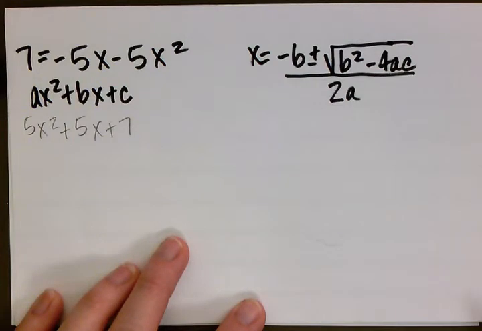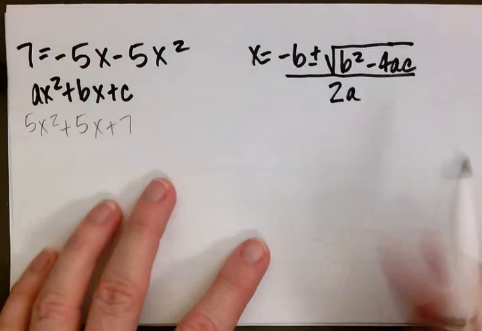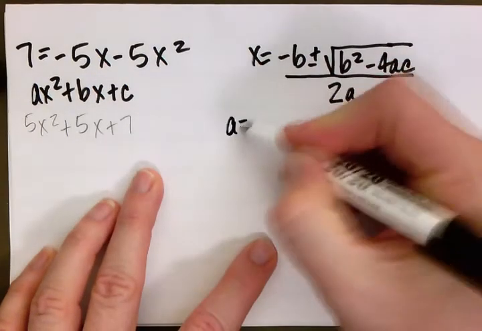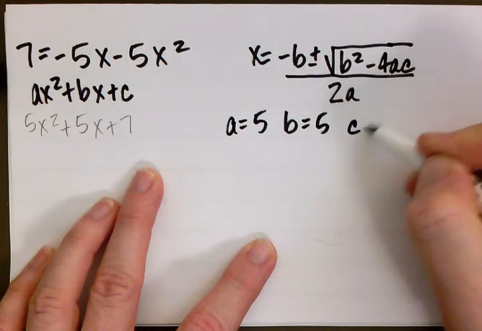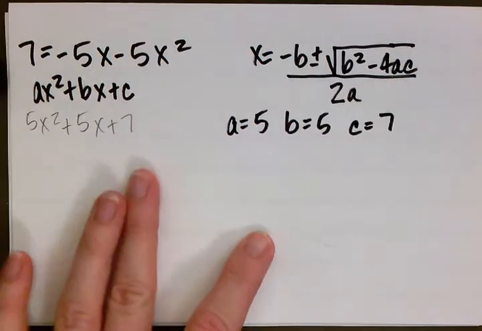Now we want to determine what our a, b, and c values are. So a is going to be 5, b is going to be 5, and c is going to be 7.